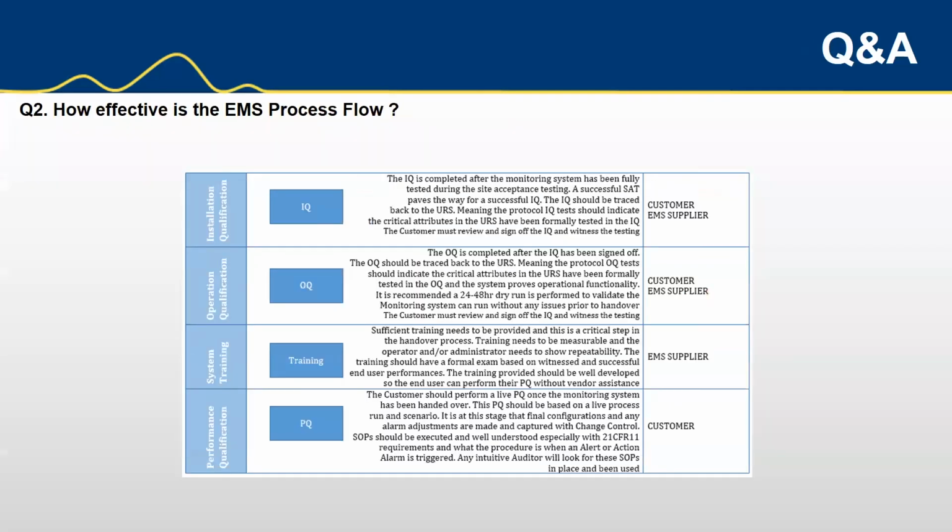Question number 2, how effective is the EMS process flow? Well, I put it together because it needed to be, because a lot of the time the customer doesn't understand what responsibilities they have. It's a good outline to help understand the different stages, and it aligns with the GAMP model. So you can show this EMS process flow. You can even show it during your first kickoff meeting as project manager, if you're a vendor. And you can go by each stage. In fact, it's not a bad idea.